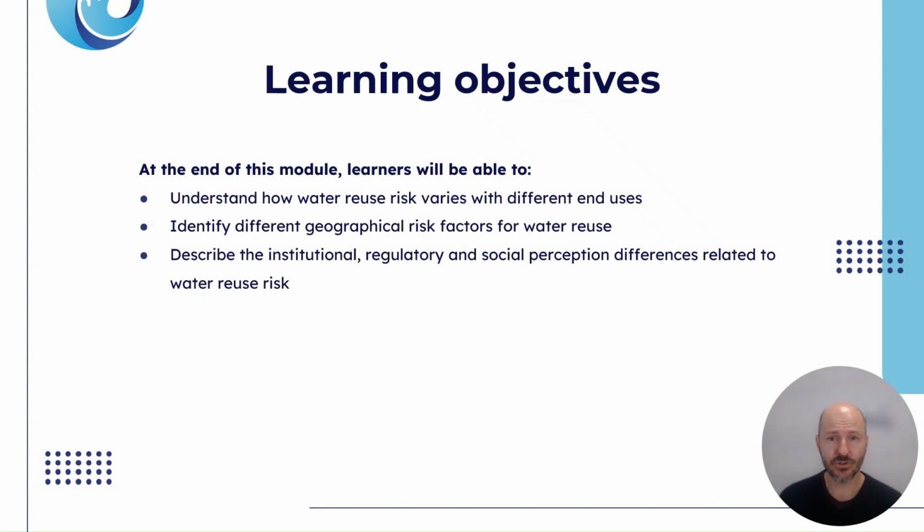At the end of this module, learners will be able to understand how water reuse risk varies with different end uses, identify different geographical risk factors for water reuse, and describe the institutional, regulatory, and social perception differences related to water reuse risk.